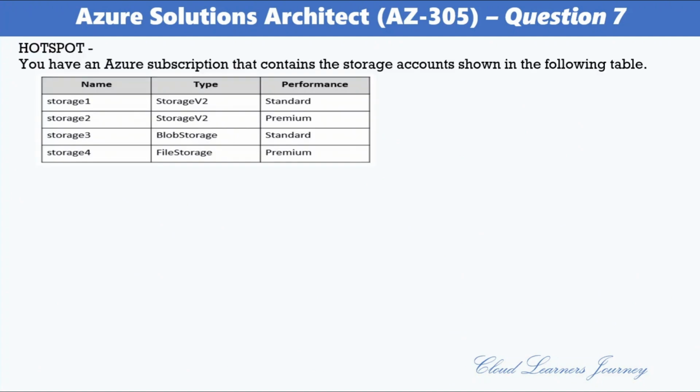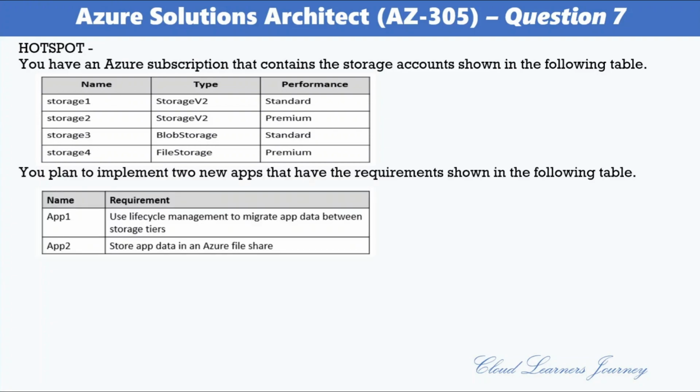Next, question number 7. You have an Azure subscription that contains the storage accounts shown in the following table. Columns: name, type, performance. For storage 1, type StorageV2 with standard performance. Storage 2 with type StorageV2 with premium performance. Storage 3 with type BlobStorage with standard performance. Storage 4 with type FileStorage with premium performance.